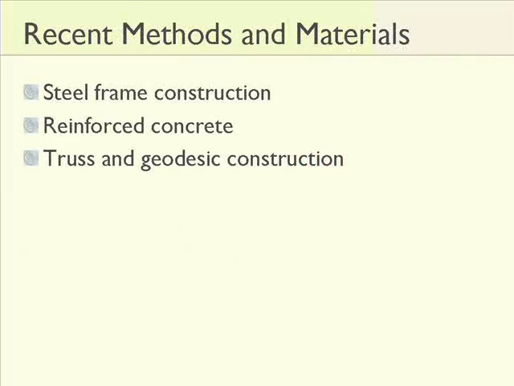More modern methods of construction include steel frame construction, where instead of using wood in a skeleton skin approach, steel is used instead. Another modern technique is reinforced concrete. Trusses and geodesic dome construction are also a form of modern architectural development.